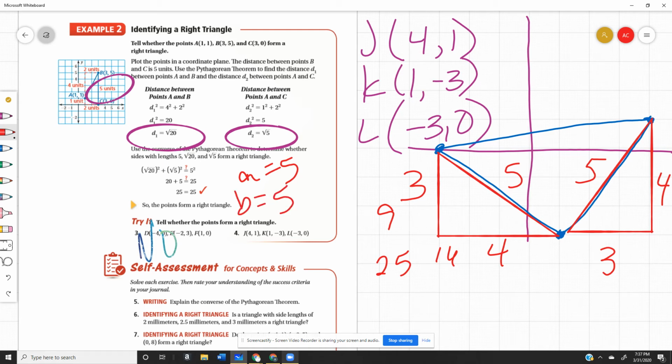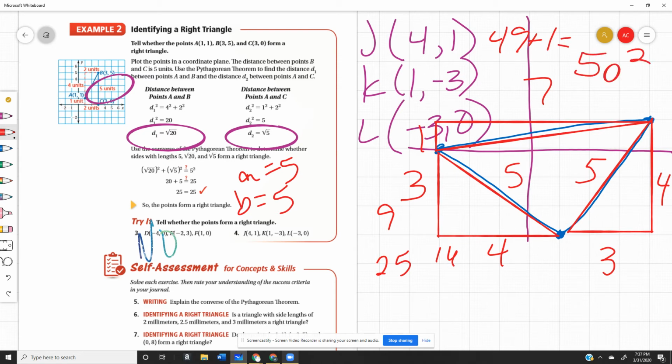Okay. And then the last one here, let me see, I've got to figure out how to make this a triangle. Okay, it's a really small triangle, but it's a triangle. It's right there. So we've got 1, and we've got 1, 2, 3, 4, 5, 6, 7. So that's 49 plus 1 is 50.